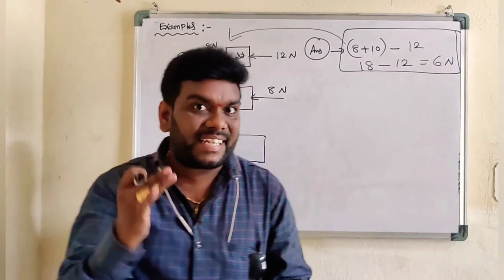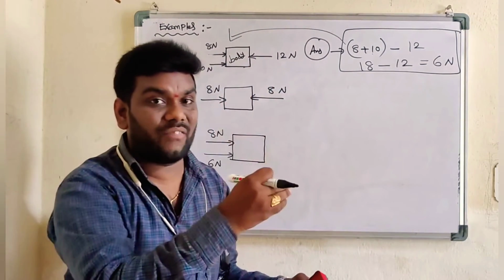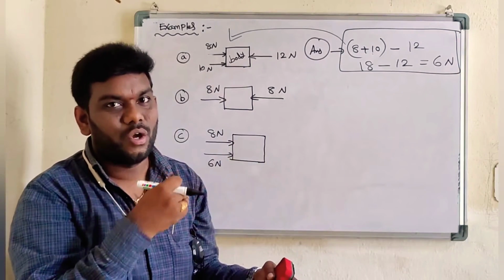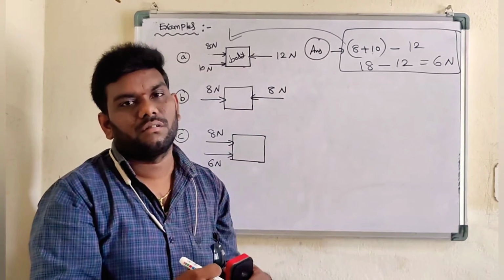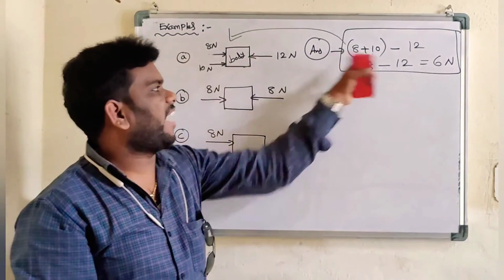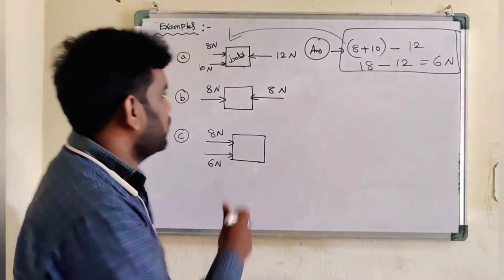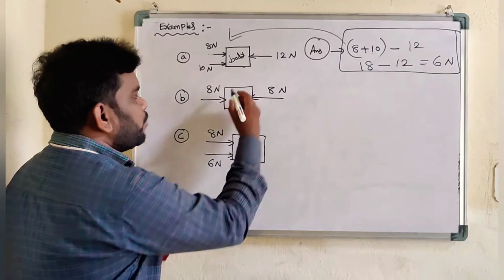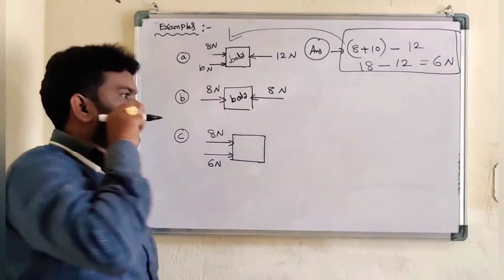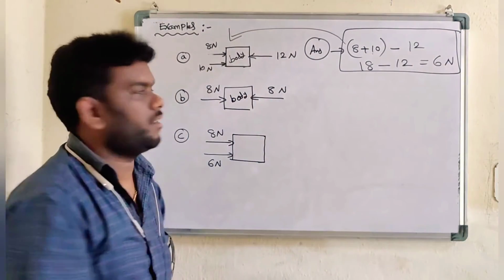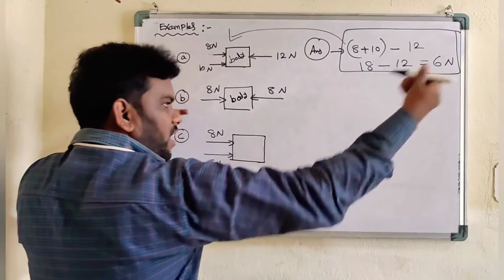Okay students, 8n, 10n, these are two forces acting in one direction, but 12n is in the opposite direction. So add these two, then subtract the other. So 8 plus 10 minus 12, then finally the answer is 6. And next, coming to this body. So ఇక్కడ మీరు చూసినట్లయితే 8n is in one direction, it is left side. 8n is in this direction, this is left side. Right side, left side.